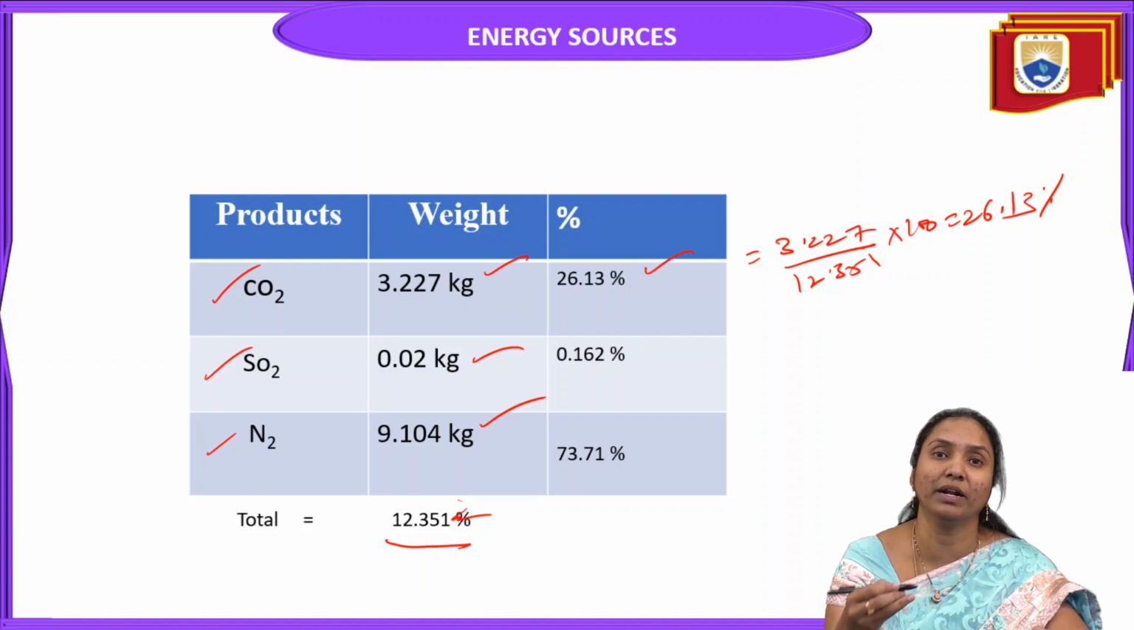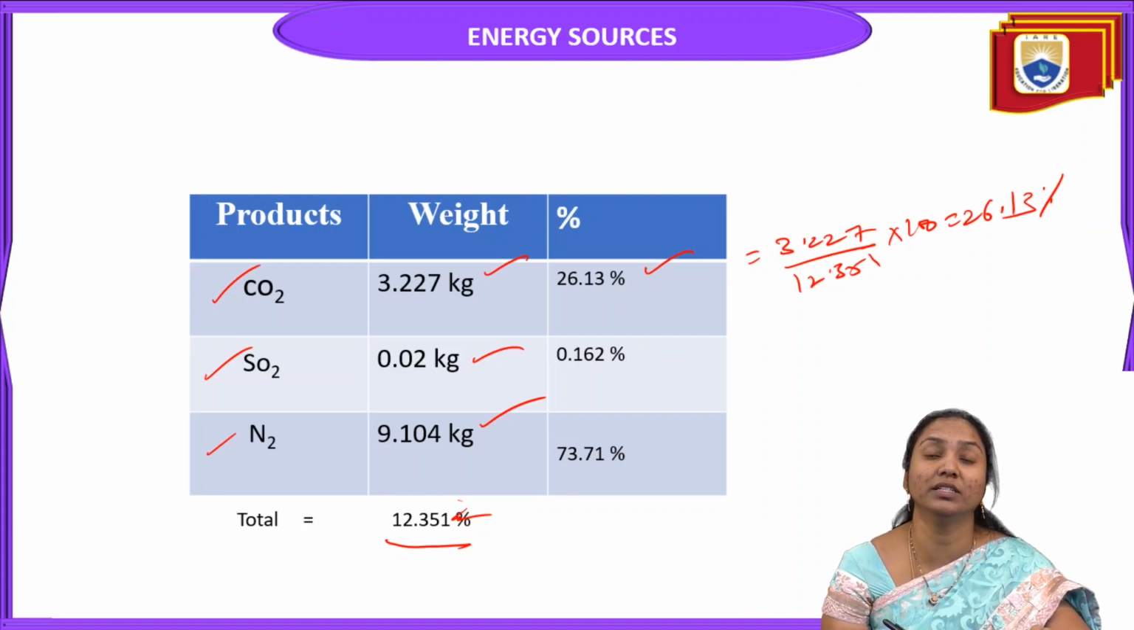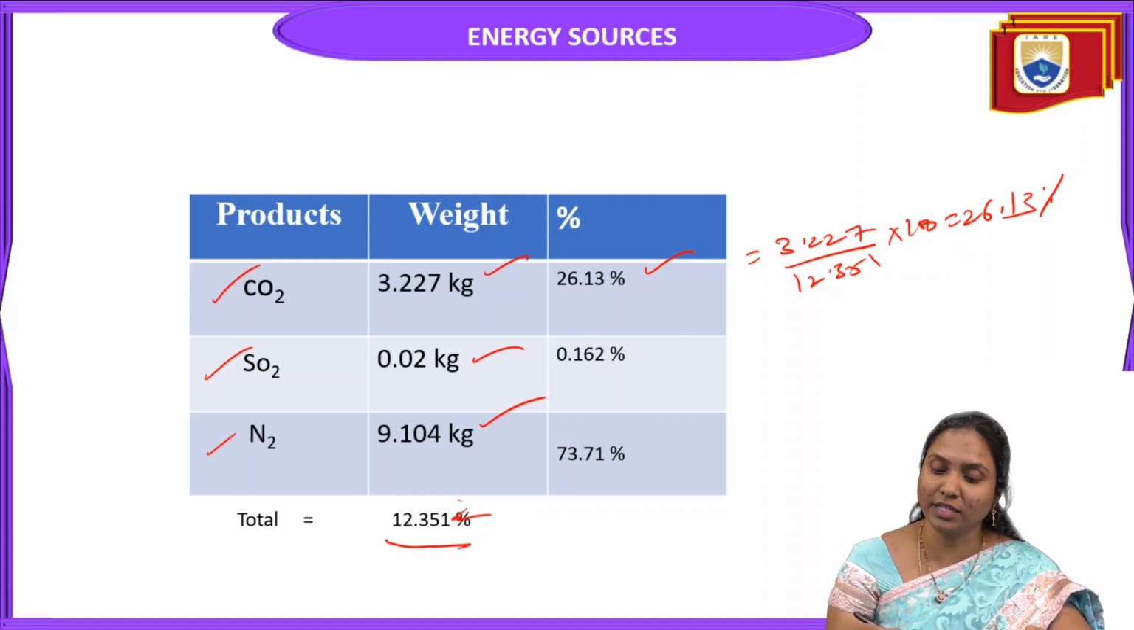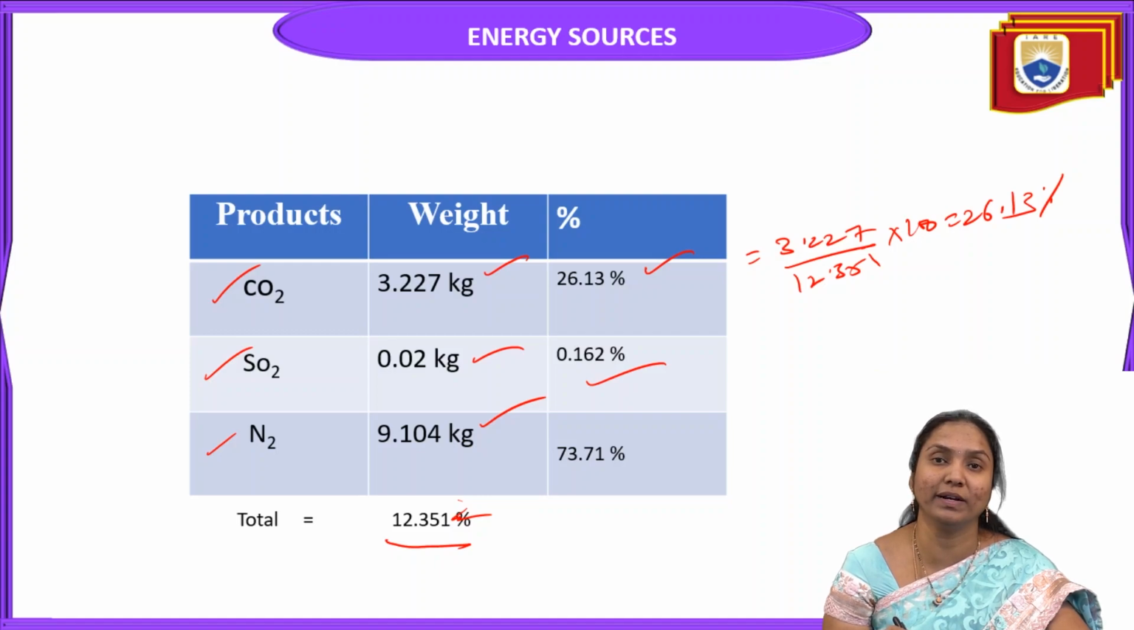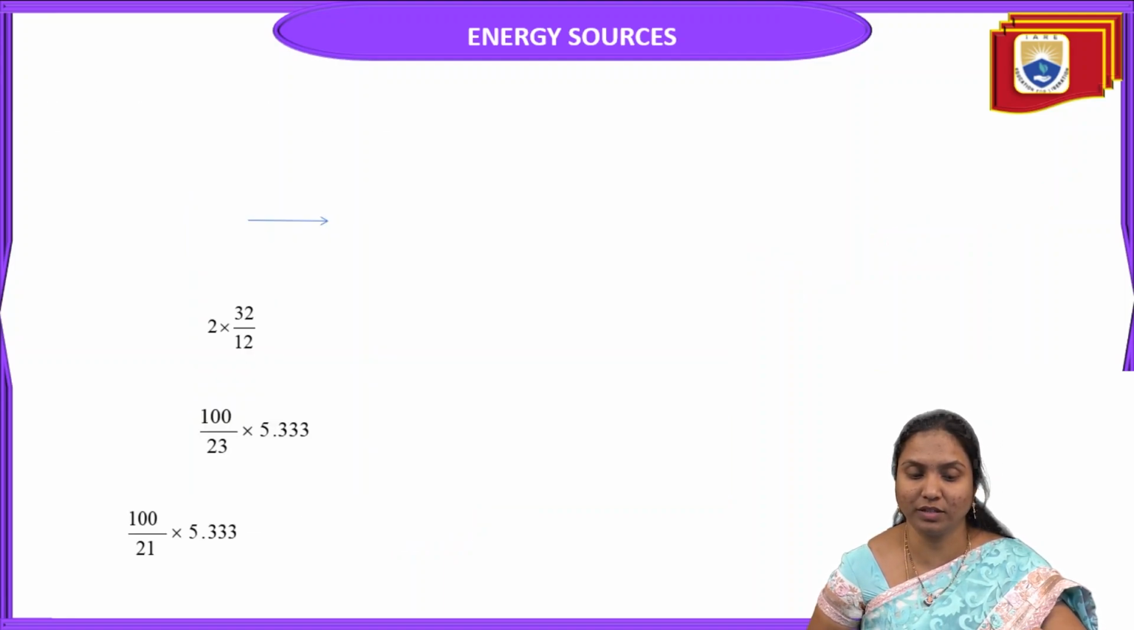How much carbon dioxide is present is 26.13 percent, and sulfur dioxide is 0.162 percent, and nitrogen is 73.71 percent. And next, we'll discuss one more problem.